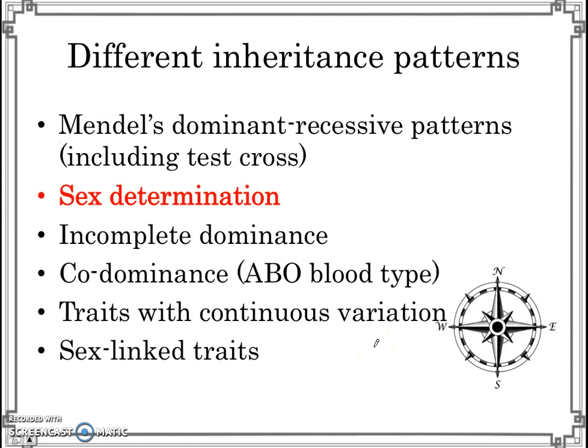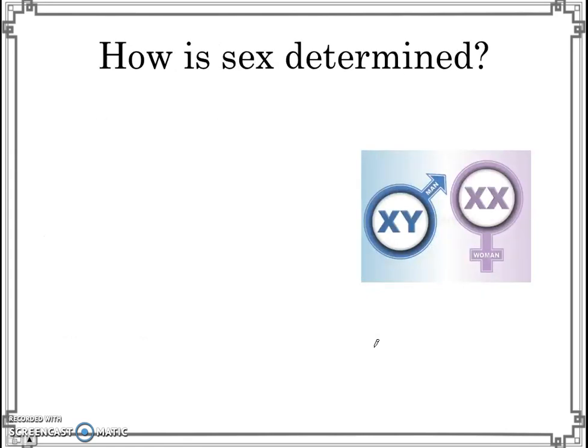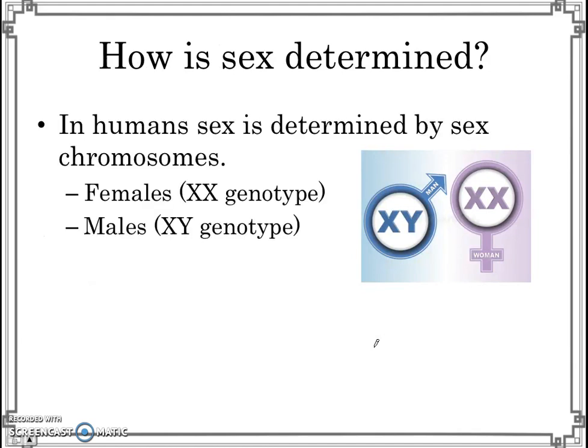Next, we're going to move on to how sex is determined in humans. So sex in humans is actually determined by the sex chromosomes. Right? We know that we have 23 pairs of chromosomes, and one pair of those chromosomes are the sex chromosomes. So in females, the sex chromosomes are X and X. So females have 2 X chromosomes, while males have 1 X chromosome and 1 Y chromosome.